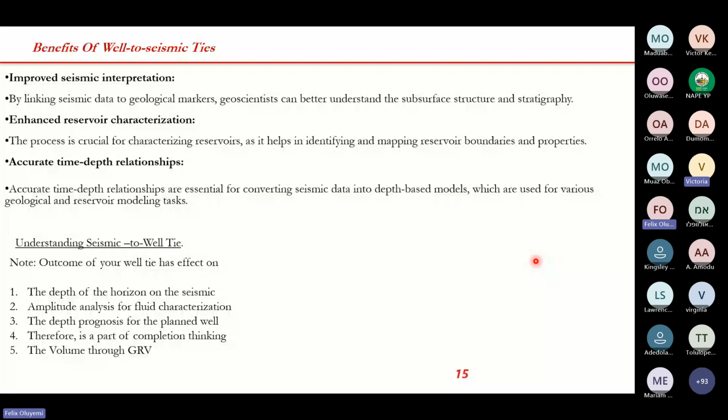Then again, when you are talking of GRV, let me quickly draw something here so that we can have this understanding. And this is very key. So let's assume this is my fault, and this is horizon number 1, or event number 1 on your seismic, and this is event number 2.